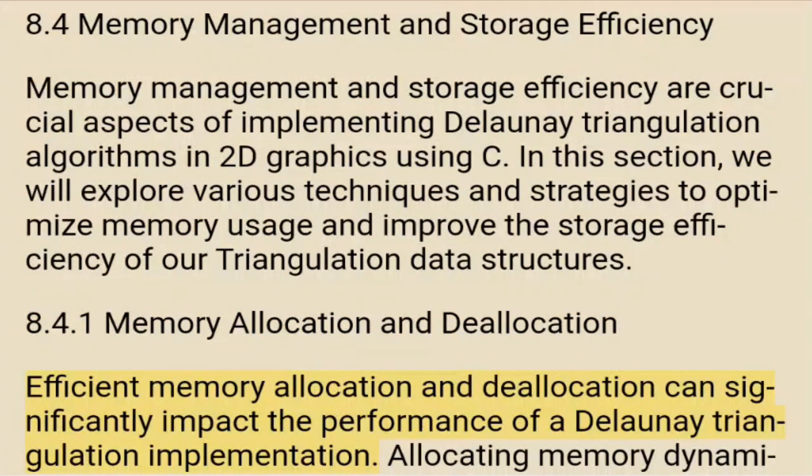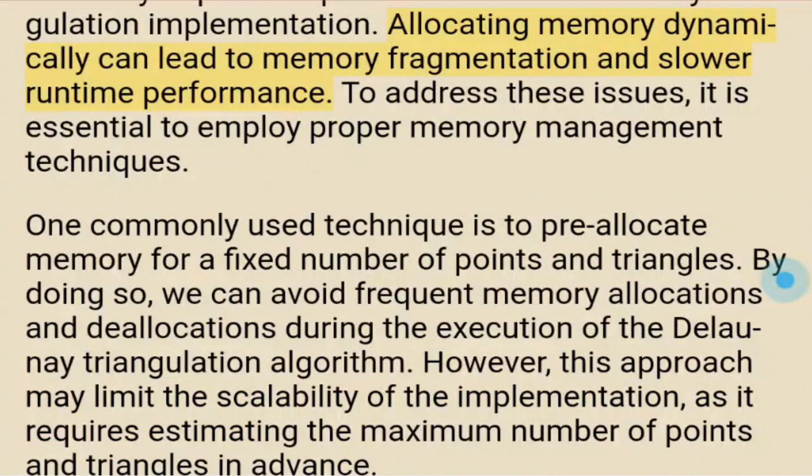Efficient memory allocation and deallocation can significantly impact the performance of a Delaunay triangulation implementation. Allocating memory dynamically can lead to memory fragmentation and slower runtime performance. To address these issues, it is essential to employ proper memory management techniques. One commonly used technique is to pre-allocate memory for a fixed number of points and triangles. By doing so, we can avoid frequent memory allocations and deallocations during the execution of the Delaunay triangulation algorithm.